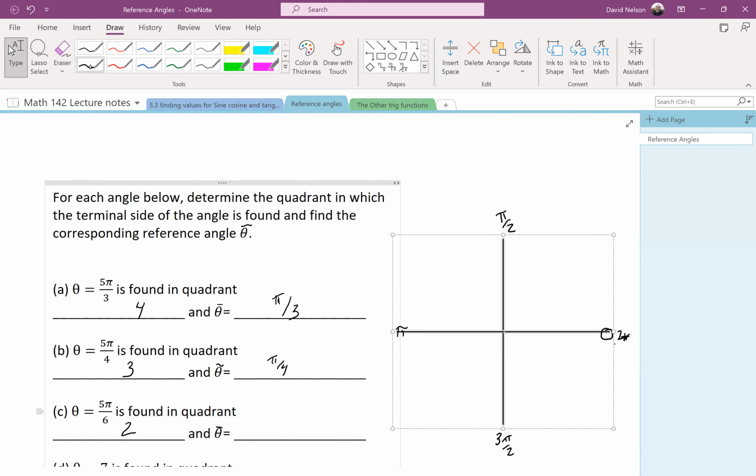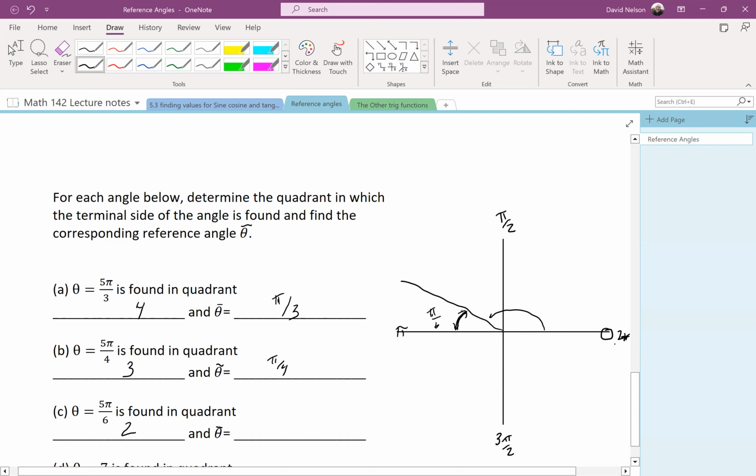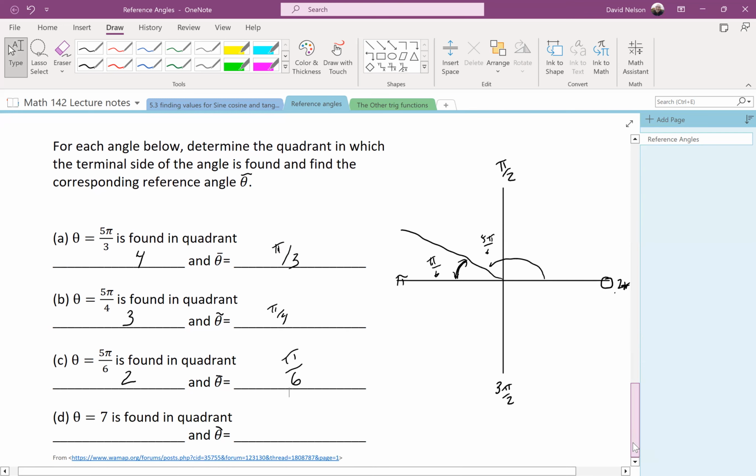And then the angle, again, we're looking at the angle. How big of an angle is it back to the x-axis? Well, that's going to be a difference of pi over 6. If you have 5 pi over 6 and add another pi over 6, you'll get back to the x-axis in there.